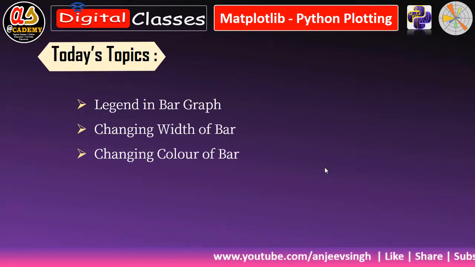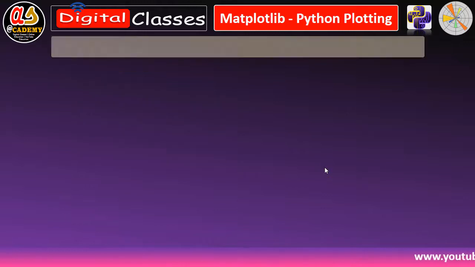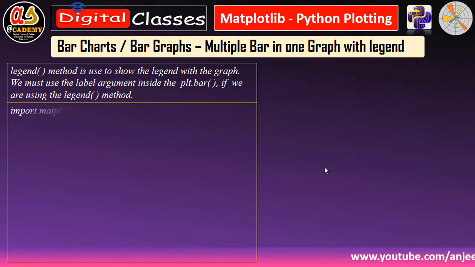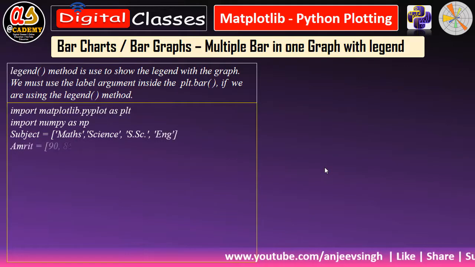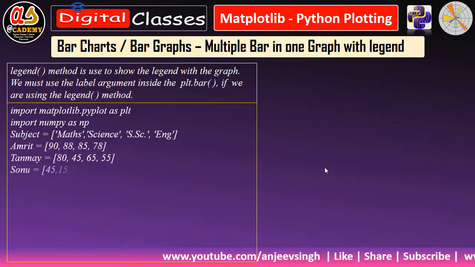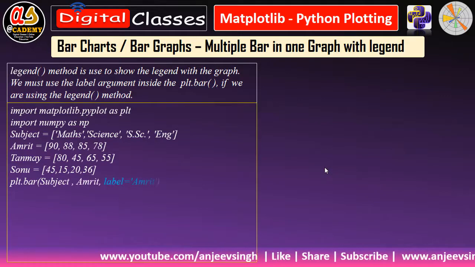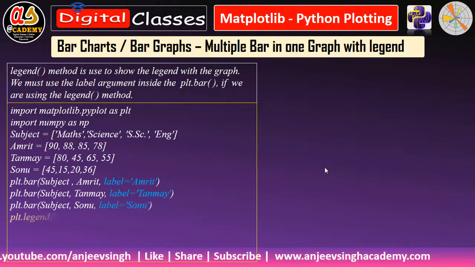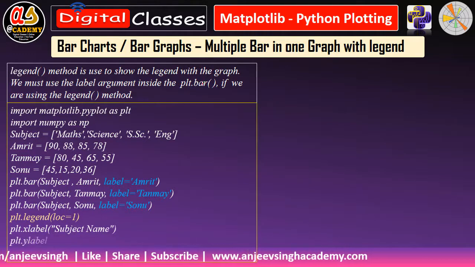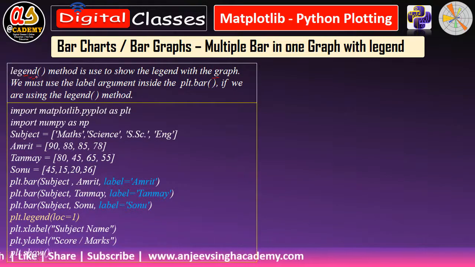We are going to discuss how to change the width of the bar and how to change the color of the bar. So what is the legend? A legend just gives an idea about the bars which we are using in a graph. With the help of the legend, you can easily identify which color is used for which purpose.